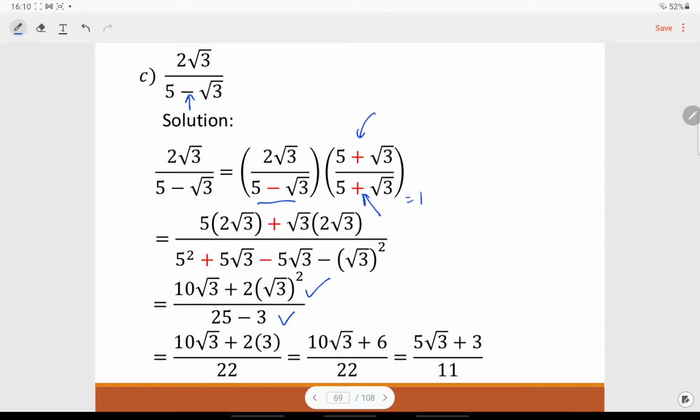Don't forget to simplify. These terms can cancel out. So we have 2 times 3, and then 25 minus 3 equals 22. So we have this expression: 10 surd 3 plus 6 over 22. And again, try to give the simplest form as the final answer.